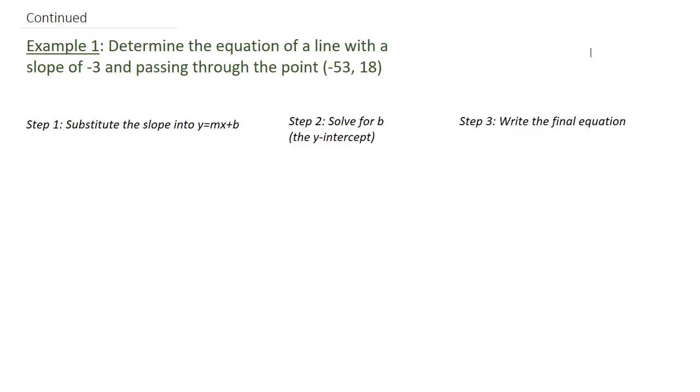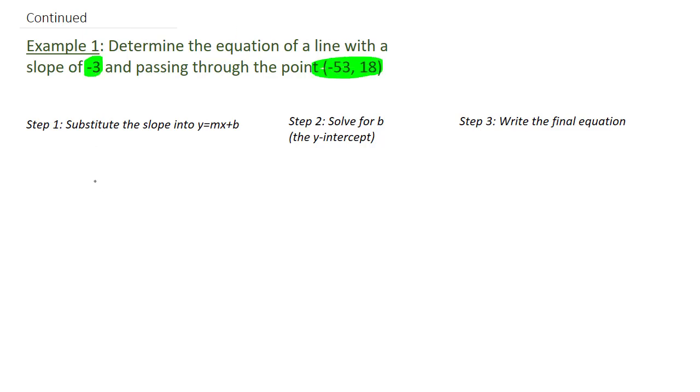Okay, example 1. I'm going to try and move through these quick because I know you can just pause and check stuff out. So I know I drone on a little bit in some of these videos, so I'll try and be as quick as I can. Determine the equation of a line with a slope of -3, and it passes through this point.